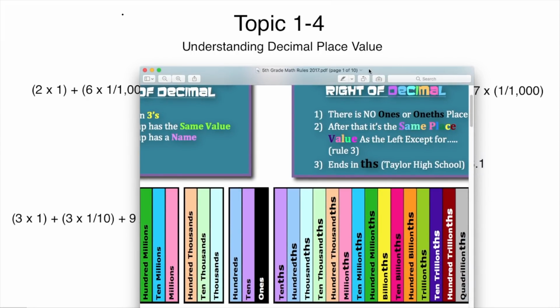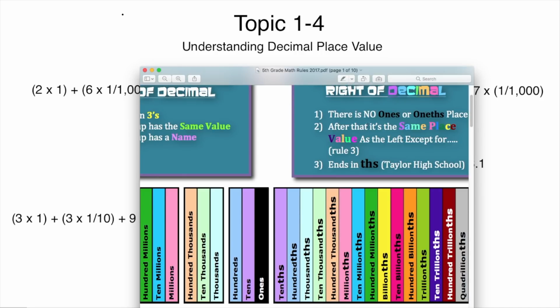In topic 1-4, we're going to be understanding more about decimal place values. In topic 1-2, we talked about everything to the left of the decimal, which are whole numbers. In 1-3, we talked about decimals and their place values, and we're going to continue that in this one.